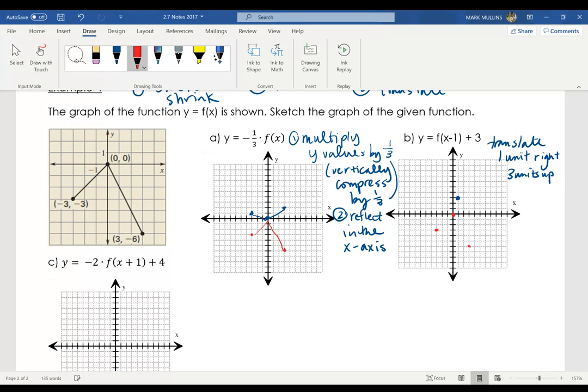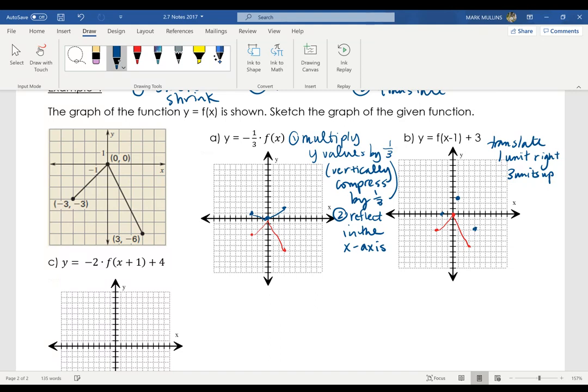And in order to graph my new function, all I have to do is take each of these points. So this point here, negative 3, negative 3. Now I'm moving it 1 unit right and 3 units up. So all I did was move it 1 unit to the right, 3 units up. Same thing over here. For my third point, I'll move it 1 unit right and then 3 up.